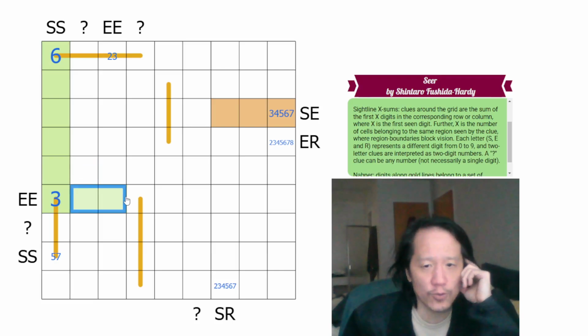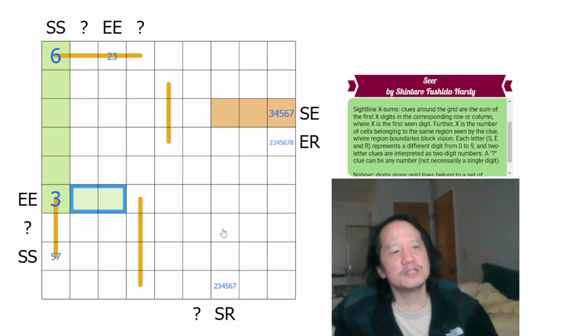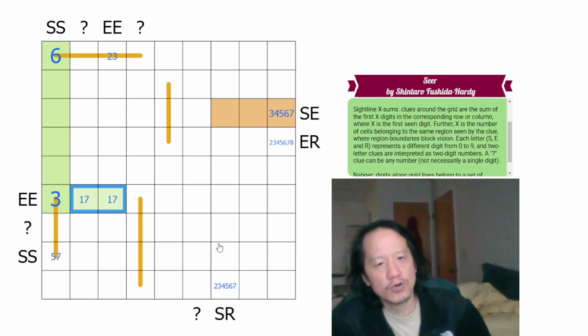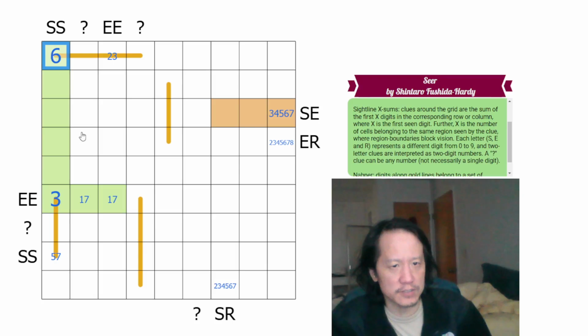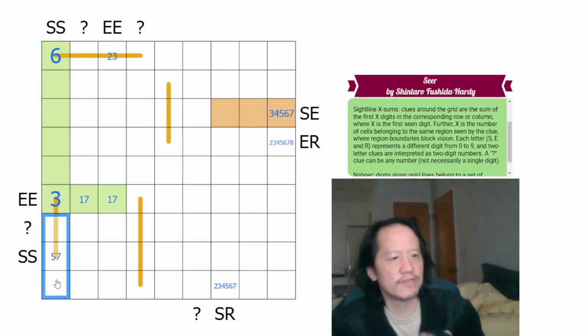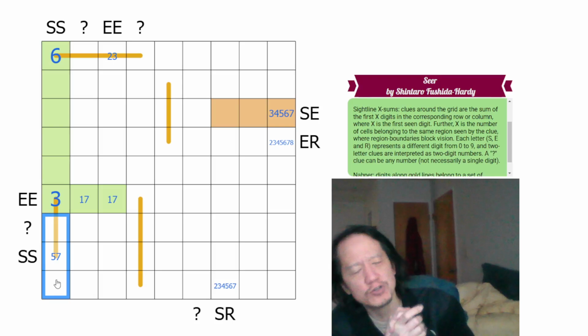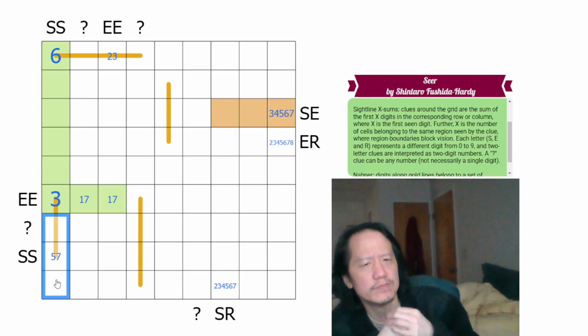So this can't be 4 here. This could potentially be 1, 7. It couldn't be 4 anyways. It's 1, 7. It cannot be 2, 6 because the 6 is here. So this would have to be 1, 7. So then this would have to be 1, 7, 4. Which is possible, actually. Dang it. That's not what I was hoping for.